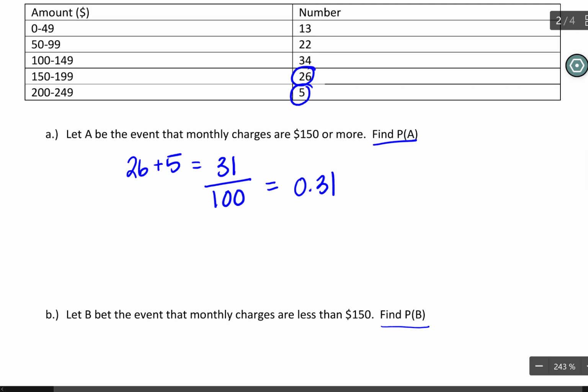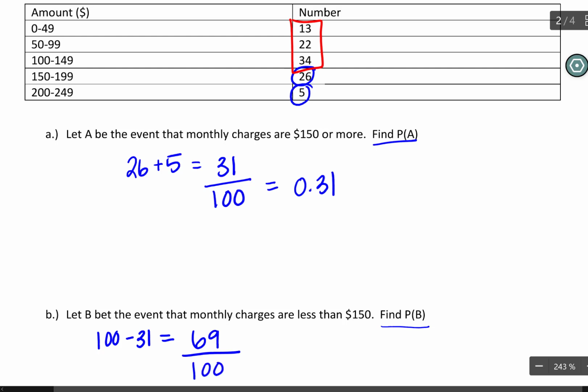So the probability that these people paid less than $150 is going to be the 13 plus 22 plus 34. Or we could look at that another way. We already know that 31 people paid more than $150. So the complement of that would be 100 people that we started with minus the 31 that paid more. 100 minus 31 gives us 69 people who paid less than $150.